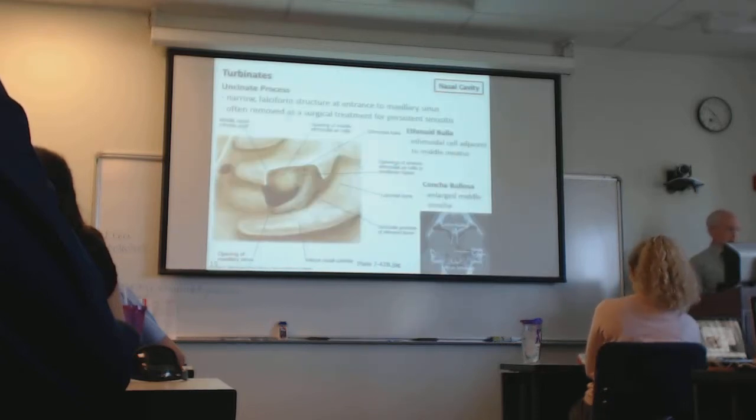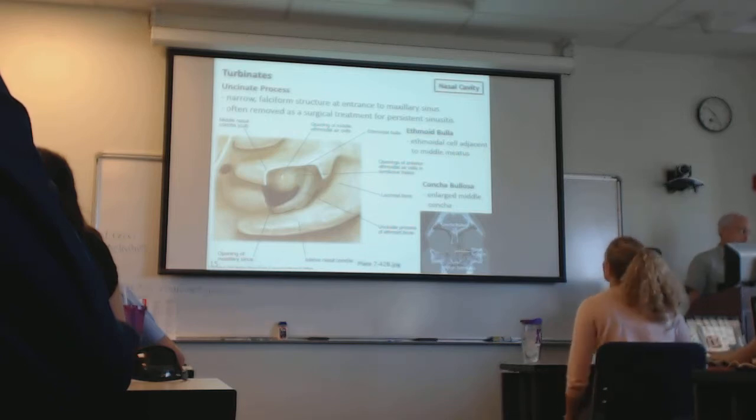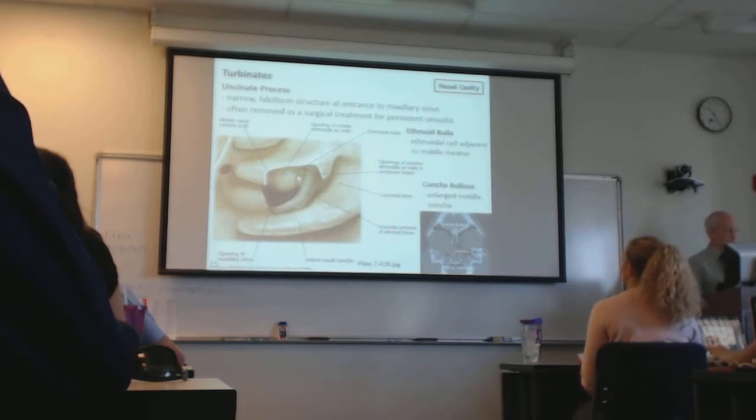So we mentioned the ethmoid bulla. This is the bulla here. Remember, the bulla overlies an aggregation of those air cells. This is simply illustrating the relationship between the conchae, the turbinate, and the bulla. And that structure can sometimes be occlusive, and therefore it can be surgically removed to enhance breathing. See an enlarged middle conchae down here.